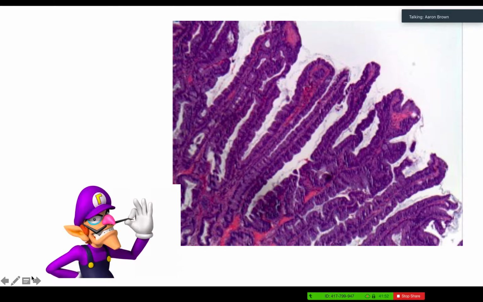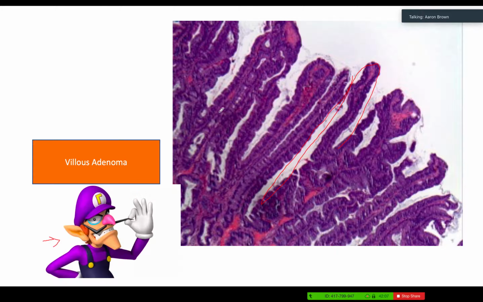Okay, so here we can see that there are these really long distended villi, very thin villi, very dark cells, and then we can see a villi here. This is going to be our villus adenoma, okay? And the way that you identify villus adenoma is just these very long, steep villi.